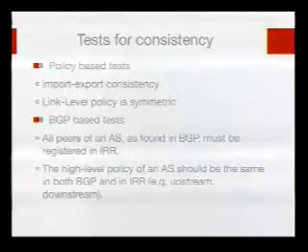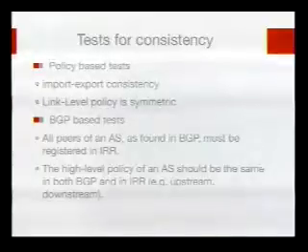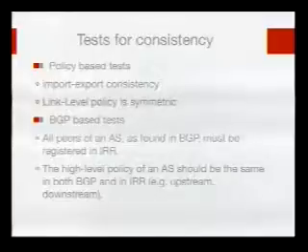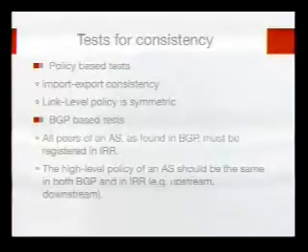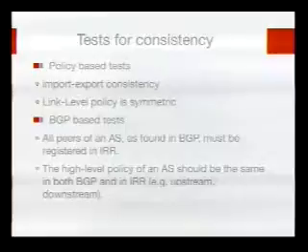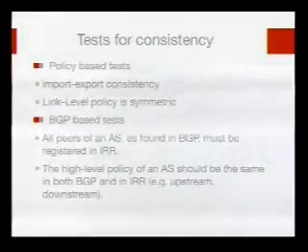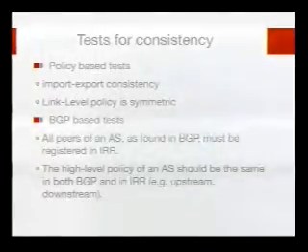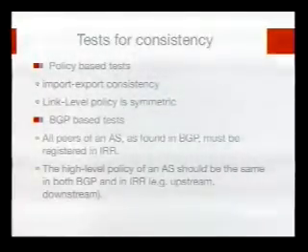And by freshness, basically we use the BGP routing tables to check the freshness, and we require that all peers of an AS as found in BGP must be registered in IRR, and also the high-level policy of an AS should be the same in both BGP and in IRR. Basically, there are heuristics that can extract the high-level policy from BGP paths, and we can do the same thing from IRR. So if in the BGP paths you have a particular AS as your upstream, we expect to find the same thing in IRR. So if any of these tests fails, then we consider that this registration is not correct.